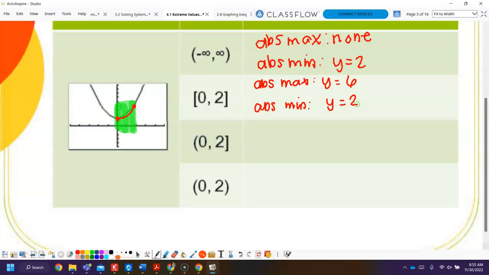What happens if I decide to no longer include 0? What happens now? Do I have an absolute max? Do I have an absolute min? No, because it gets infinitely close to that point, but never gets there.